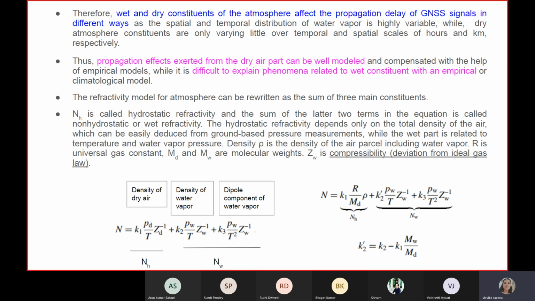It is included in the hydrostatic refractivity portion, the first portion of the equation, K1 R upon MD rho. For the wet part, we have vapor pressure PW, temperature T, K2 and K3 as empirical constants, and ZW, the compressibility, which represents how much deviation is occurring from the ideal gas law. So this constitutes our equation for the total refractivity. It has two portions: wet refractivity and dry refractivity. In other terms, hydrostatic refractivity for the dry part and non-hydrostatic refractivity for the wet part. I hope I am clear up till now.